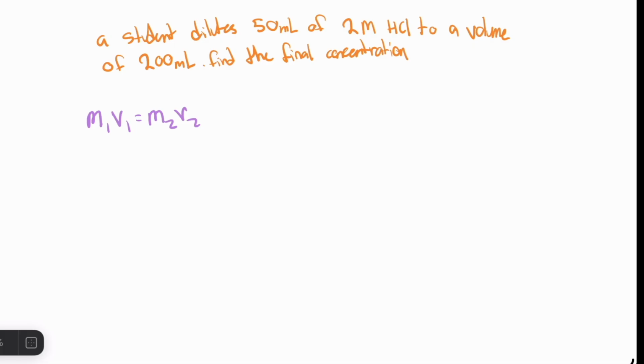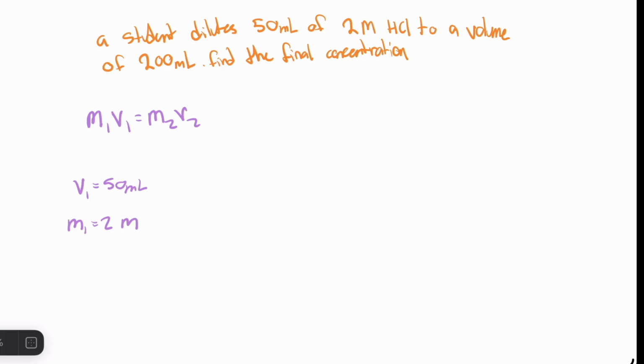If we look back at the problem, a student dilutes 50 milliliters of 2 molar hydrochloric acid. So we can stop there and figure out what these two values are. So a student's diluting 50 milliliters of 2 molar HCl. They go together. That's what they're starting with. So they're starting with 50 milliliters. So we can say V1 is 50 milliliters of 2 molar HCl. So that's M1.